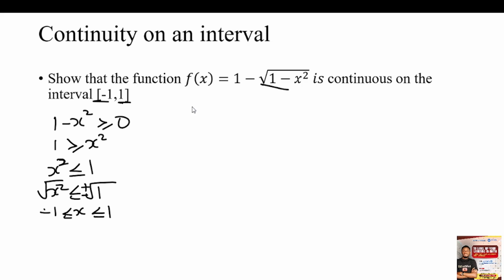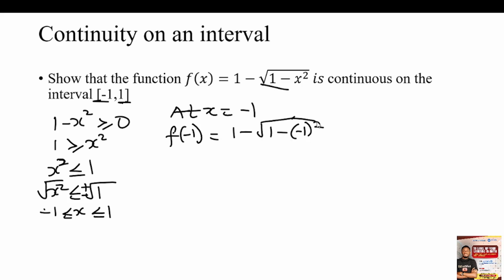Now, step 3, we check for continuity at the endpoints. So at x equals negative 1, f of negative 1 as defined at that point of the function, then we are going to have 1 minus root of 1 minus negative 1 squared. So we are going to have 1 minus root of 1 minus 1, which is 1 minus root of 0.